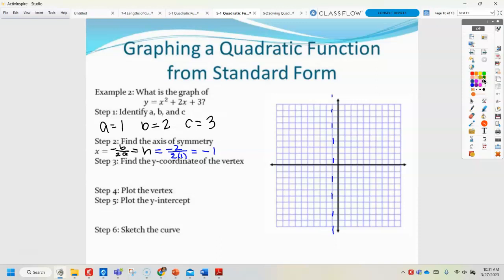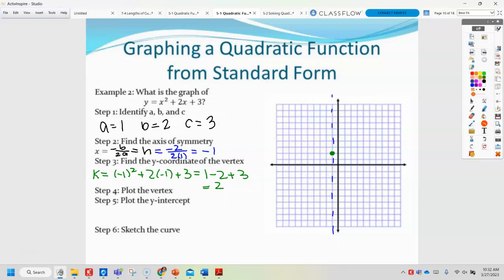To find k, we plug in h to the original equation. So you have negative 1 squared plus 2 times negative 1 plus 3. So k is equal to 2. So that means that my vertex is at negative 1, positive 2. My a value is 1.